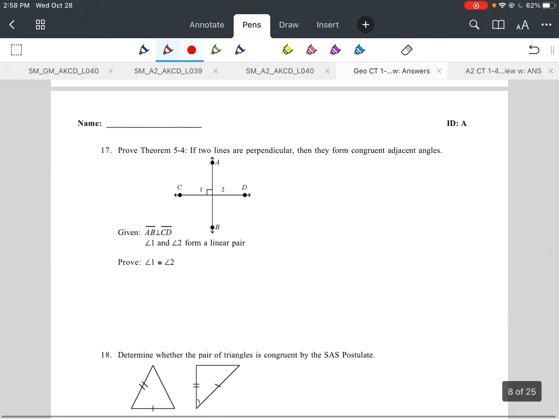Okay, all right, to number 17. Oh, it says let's prove something here. This will be fun, won't it?